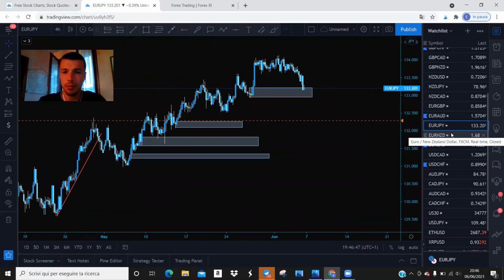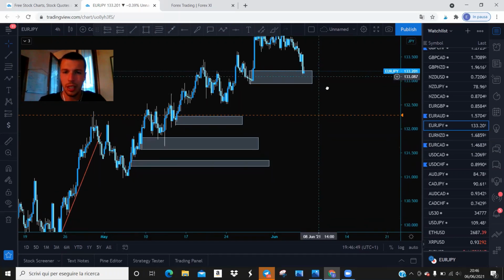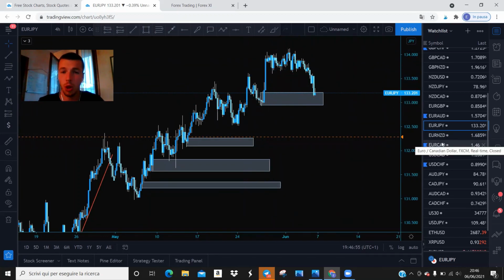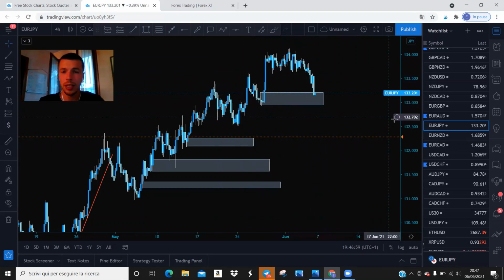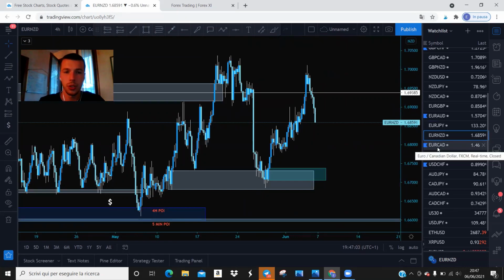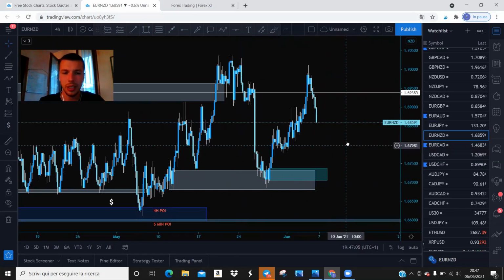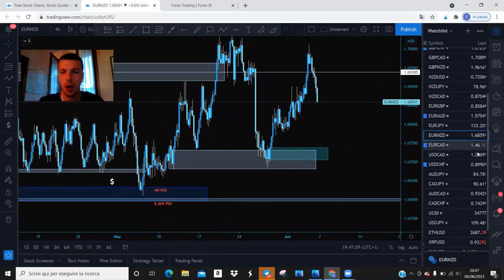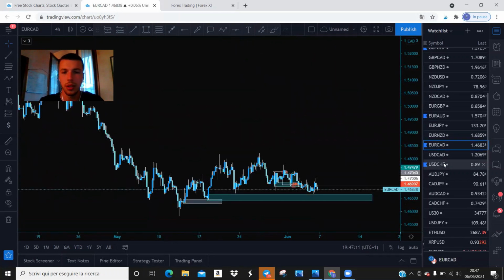Euro JPY, need to keep an eye on this. I was looking for buys from here, but at the same time, the current price action is not really giving me much confidence to execute buys from this area. Bigger pullbacks might come on EJ. Euro New Zealand, not looking to trade it. I had some nice setups from a couple of weeks ago. Right now, not looking to trade Euro New Zealand.